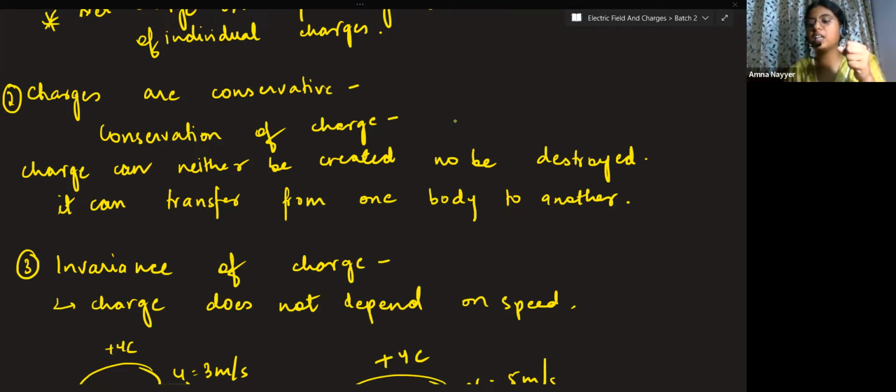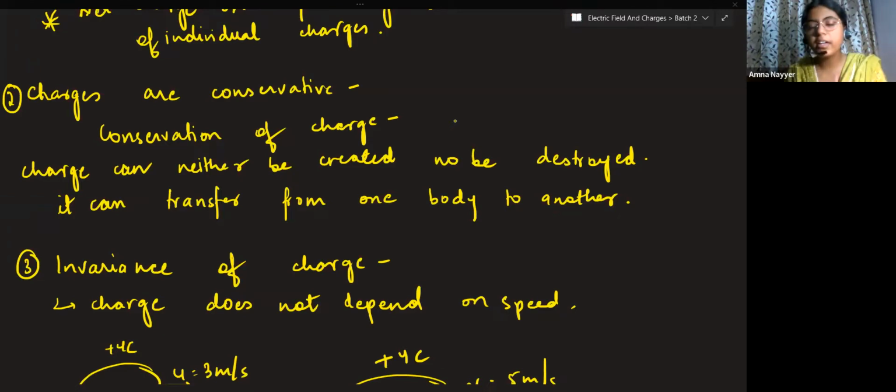It means if charge has transferred from one body to another body, we say the charge has only been transferred. The body has not created the charge. The body that is negatively charged has not created any charge, or the body that is positively charged hasn't destroyed its charge. It's just that transfer of charge occurs.